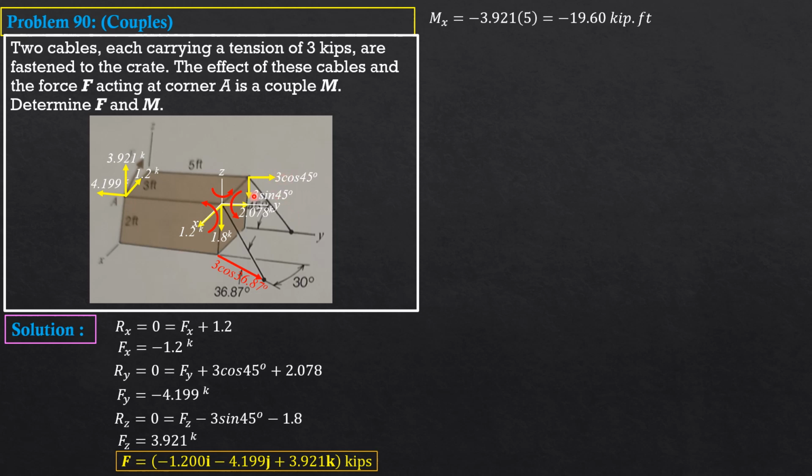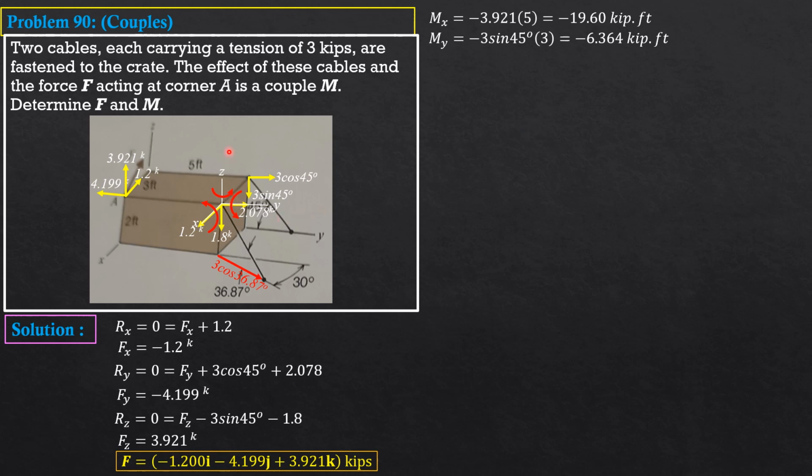So 3 sine 45. This is the positive sense, but the moment of 3 sine 45 is in the opposite direction. So therefore, it is negative 3 sine 45. This is the moment arm, which is 3 feet. My equals negative 3 sine 45 degrees times 3. And it is negative 6.364 kip-feet.